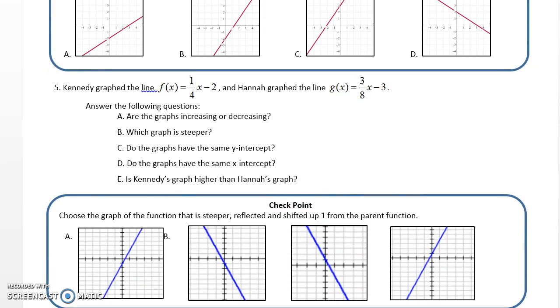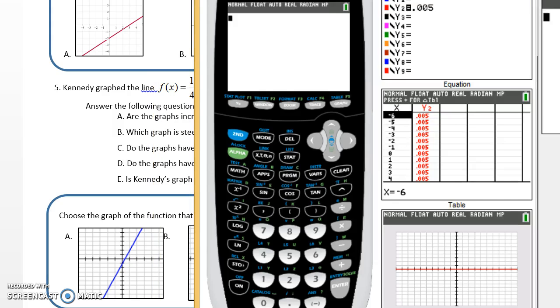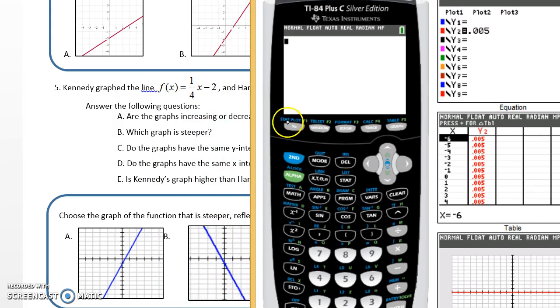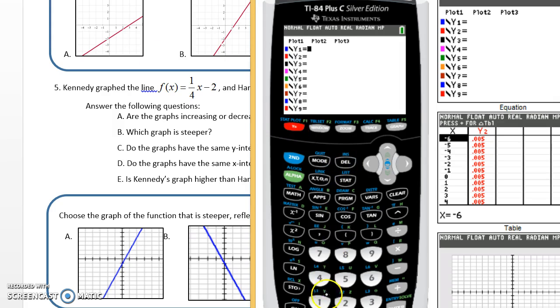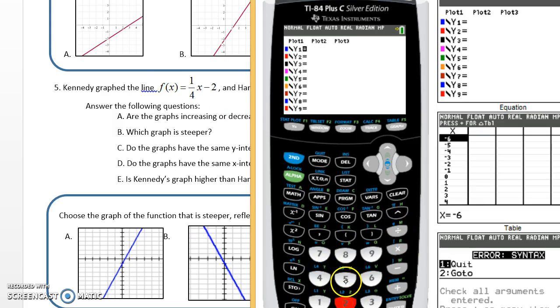Moving on, number 5, let's start to analyze some graphs here. Kennedy graphed the line f of x, Hannah graphed the line g of x. It might be helpful to go ahead and plot these on our graphing calculator, so if you want to take that out. You want to clear out anything you have there. And in fact, if you want to do a zoom standard to just get your graph back to normal, that would be great. Go to your y equals. We want to do 1/4 x minus 2, and that will be the blue graph.